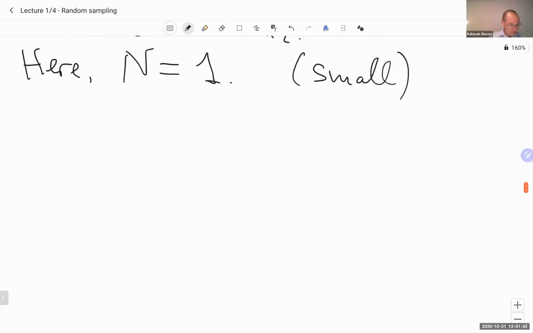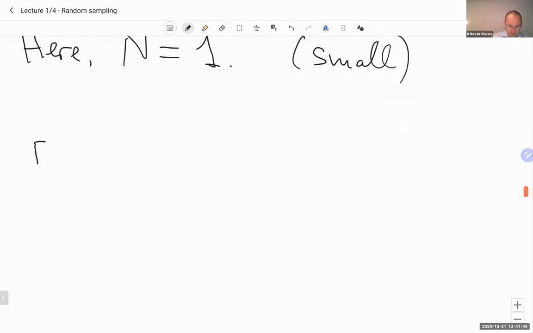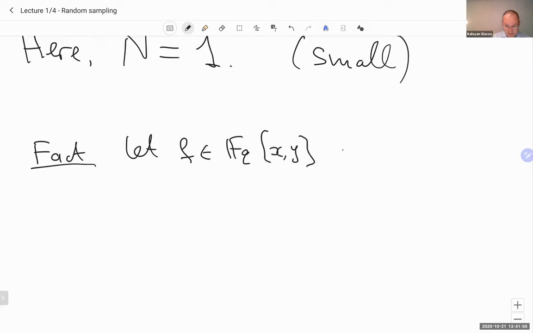Now, in fact, suppose let f in Fq[x, y] be irreducible, but not geometrically irreducible.